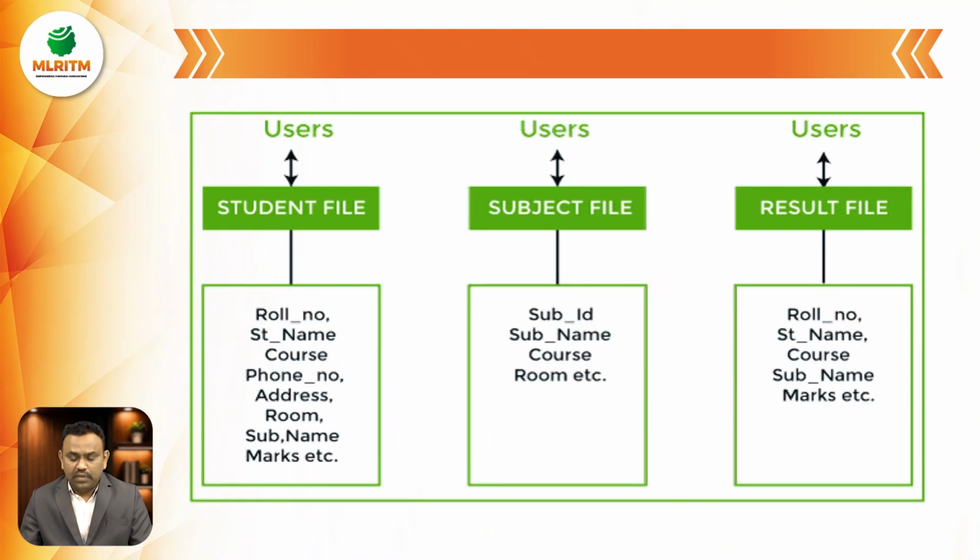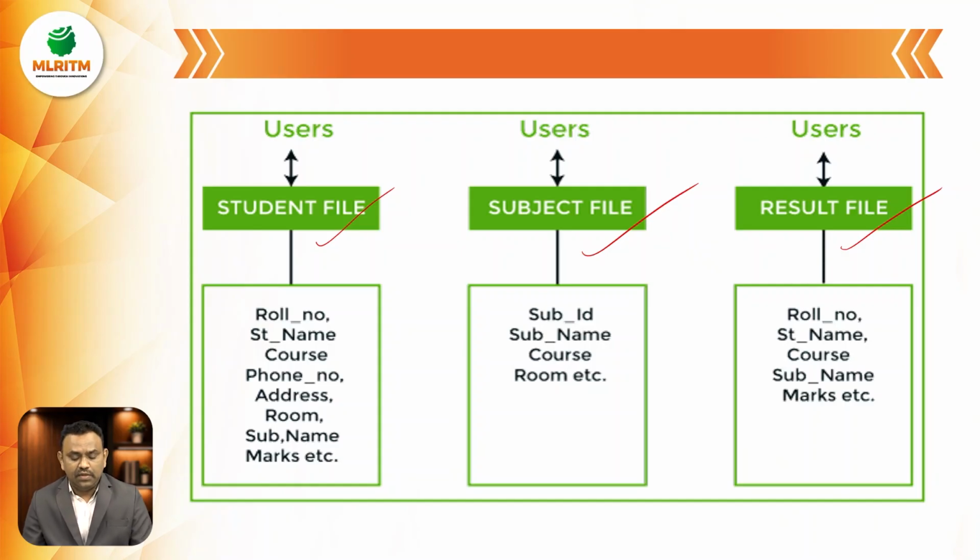So to overcome this, DBMS is replaced with that. Let us try to understand how the files are stored in the normal traditional file system. In this diagram, three types of files are there. This is information about the student files. One file is the student file, another file is the subject file, another one is the result file.